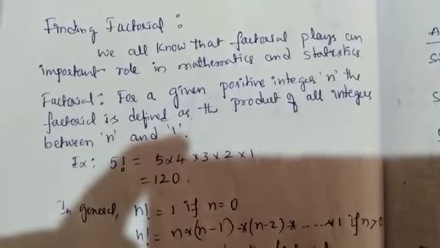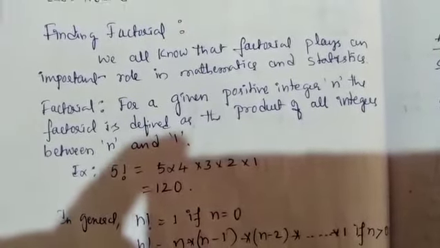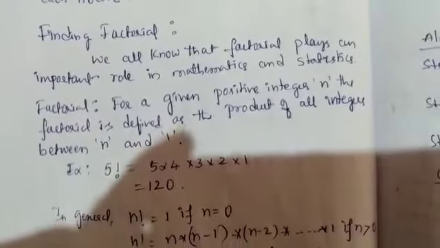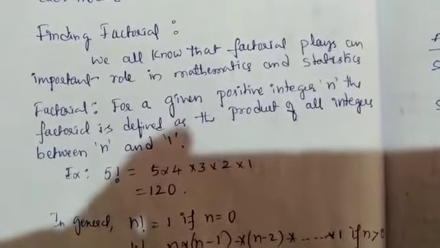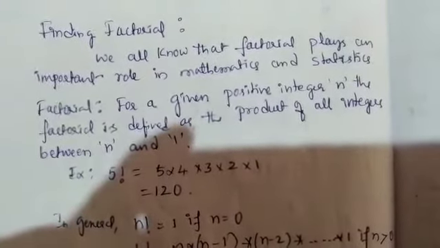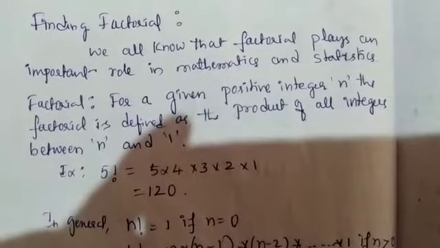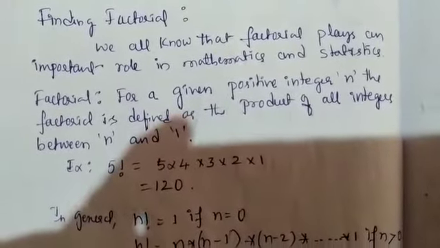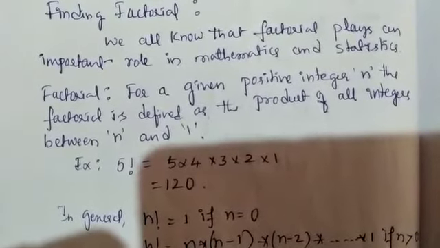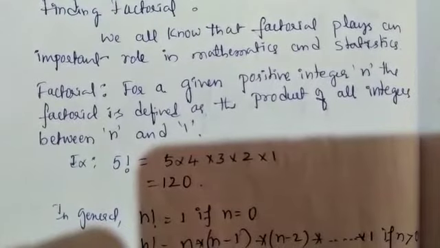Next, let us try to find the factorial of a given number by using a recursive technique. We all know that the factorial plays an important role in mathematics as well as statistics. For a given positive integer n, the factorial is defined as the product of all integers between n and 1. An example is 5 factorial.